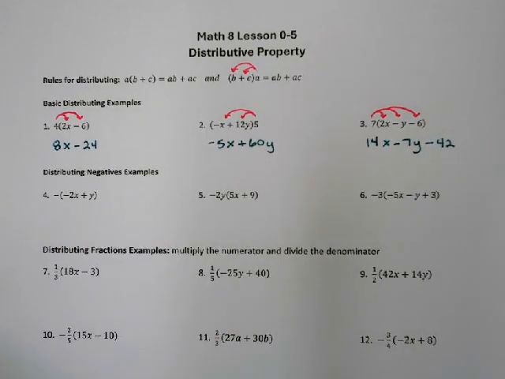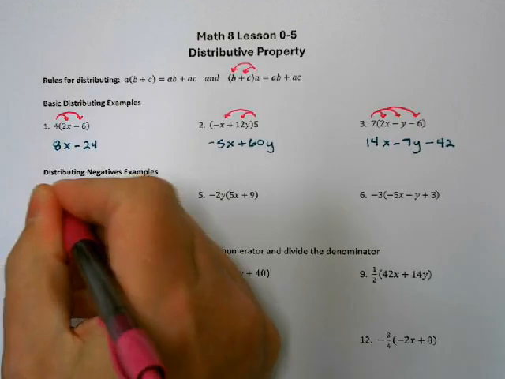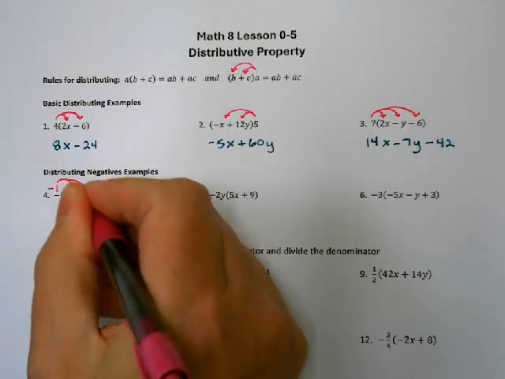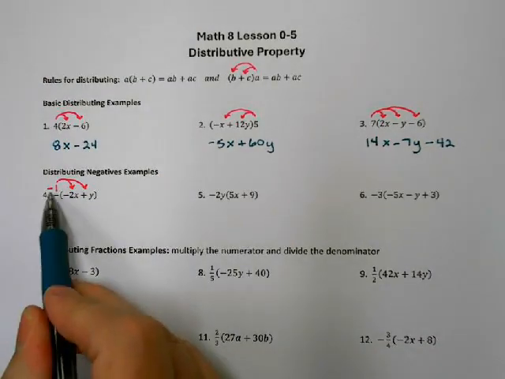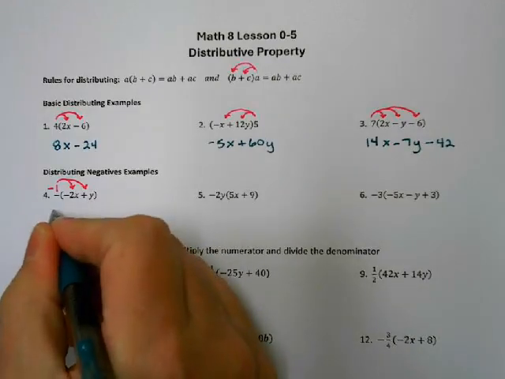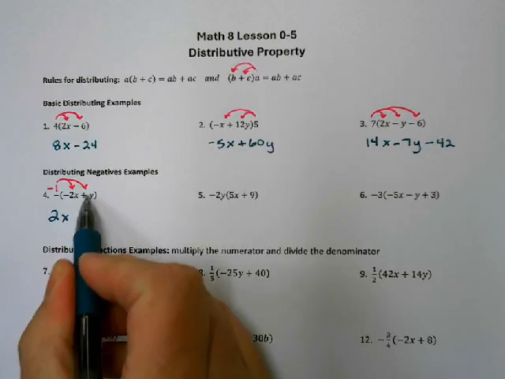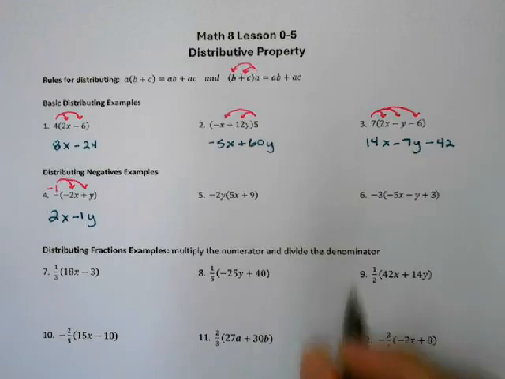All right, distributing negatives. So on this one, remember, if you don't see a number out there, the number is 1. So this is a negative 1 out front, and we're going to distribute the negative 1 into the parentheses. So multiplying the coefficients, negative 1 times negative 2 is positive 2, and then the variable of x. Negative 1 times positive 1, remember, if we don't see a coefficient, it's 1. So negative 1 times positive 1 is negative 1, and then the variable of y.